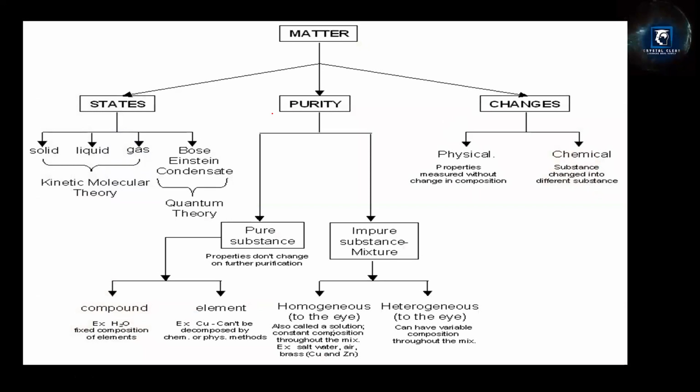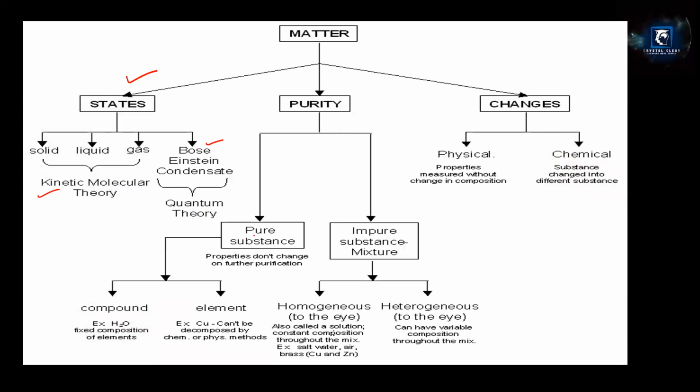The matter, you can divide into three, if we are categorizing. One, we are going to talk about the states of matter, then purity and changes. Like states, if you take it, solid, liquid, and gas, which you know basic, we'll be learning as kinetic molecular theory. Another one, the Bose-Einstein condensate, that we call in quantum theory. And purity, if you take, the base starts from here. All these things we are going to learn in higher classes as we go into further videos.